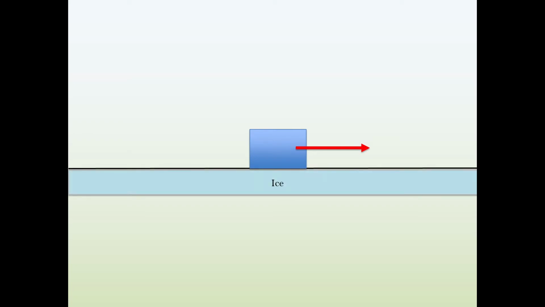What if we change the situation? We keep the same fridge and the person pulls with the same force, but this time we change the surface to ice. With the change of surface, moving the fridge is certainly more plausible.